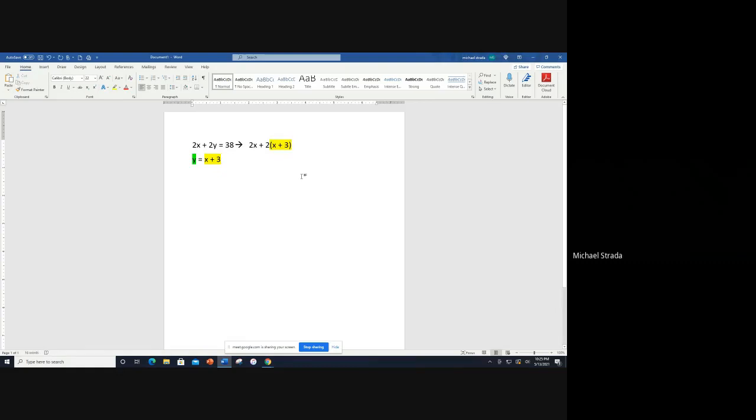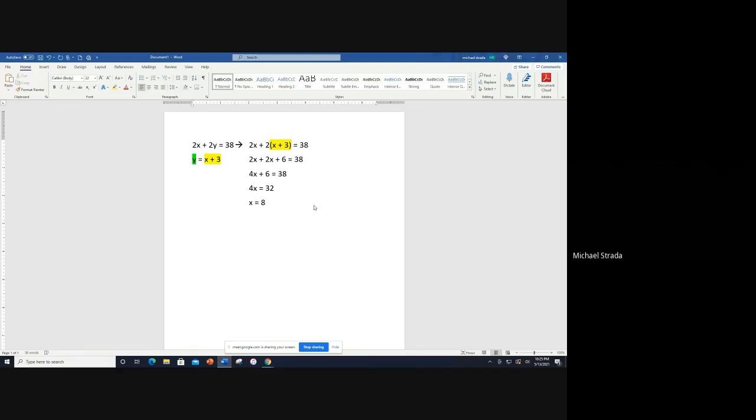All right, so that's the idea. And that's still equal to the original value, 38. So that's all we're looking at. Now I'm going to distribute like we've been doing all year. 2x plus 6 equals 38. I'm going to collect some like terms. 4x plus 6 equals 38. We're going to subtract 6. 4x equals 32. Divide by 4. Oh, boy. x equals 8.